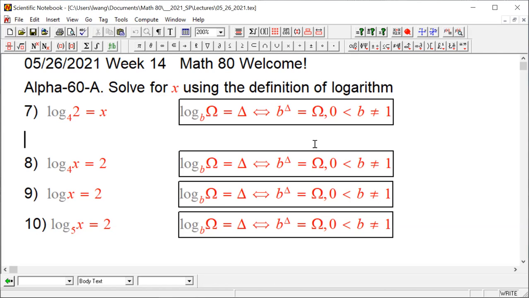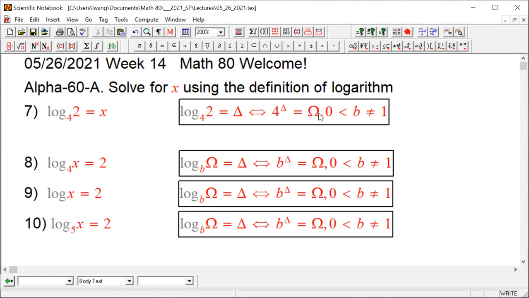So now, what does x equal here? It gets a little bit harder. There are multiple ways we can do this. If you compare with the definition, the base is 4 now. Omega now is 2. The number at the place of the triangle, that's x.